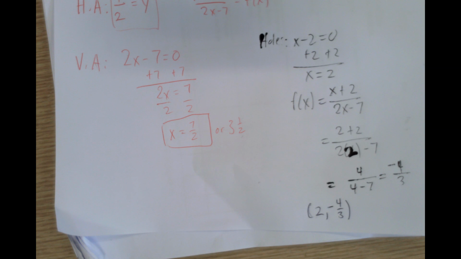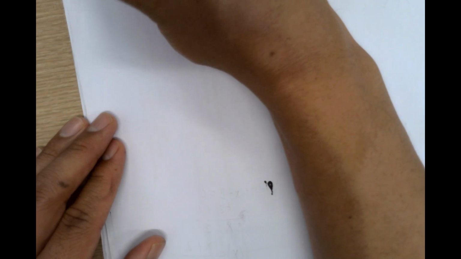Okay, so the next portion asks us, are there any x-intercepts? So for this portion, what you want to do is plug into our simplified equation, so f of x is equal to x plus 2 over 2x minus 7. We're going to look at our simplified equation again.